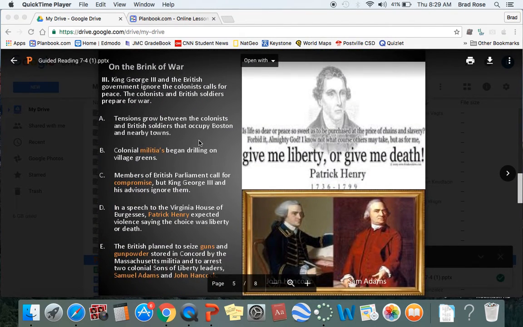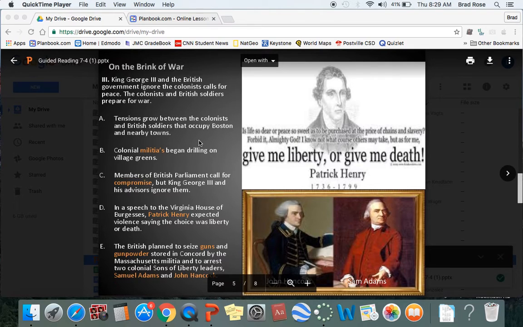Okay, King George ignores the colonists. He calls the colonists spoiled, and as a result, the colonists are going to prepare for war. Tensions continue to grow. More British soldiers are in Boston. Right, there's people who are working in the British harbor who are not working, and so with these people not working in the sight of more British soldiers, tensions continue to grow in the city of Boston and nearby towns.